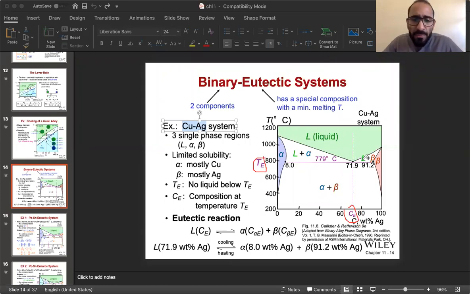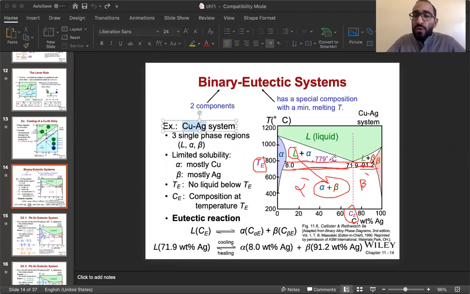So if you are anywhere between 8% and 91.2%, and you go below this temperature, the eutectic temperature, any liquid you have is going to transform to a special type of alpha plus beta. But if you are in this region or in this region, in addition to this special type of alpha and beta, you're going to have a primary alpha, and you're going to get primary beta.